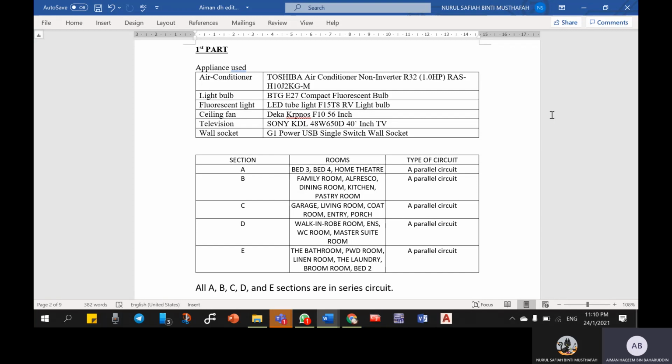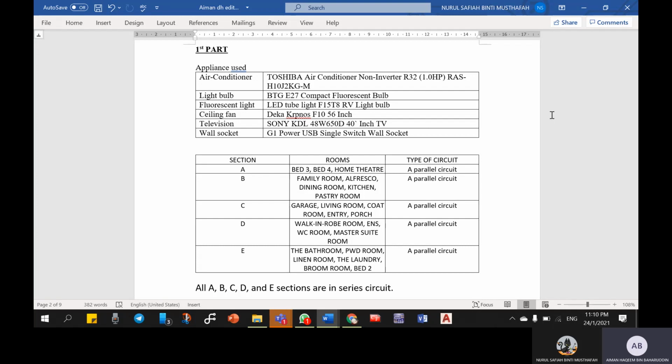For the fluorescent light, we use the LED tube light F15T8 RV. As for the ceiling fan, we use the Deka Krypnos F10 56 inch. For the television, we use the Sony KDL-48W650D 40 inch TV. And last but not least, for the wall socket, we use the G1 Power USB single switch wall socket.